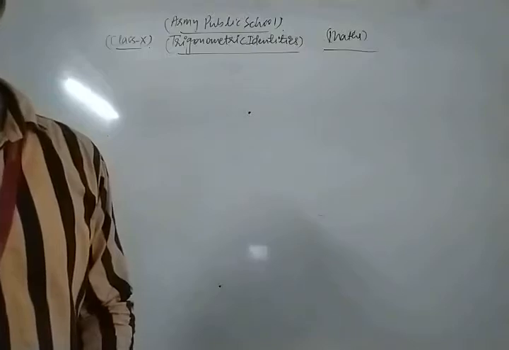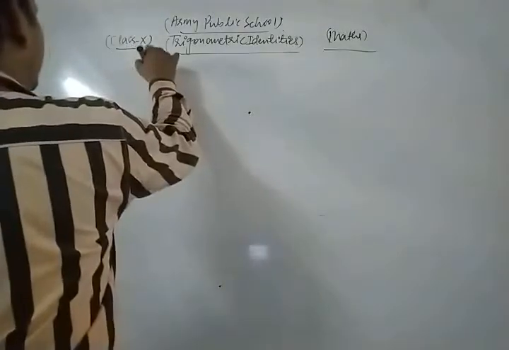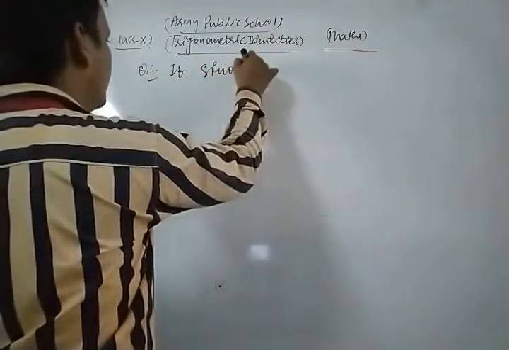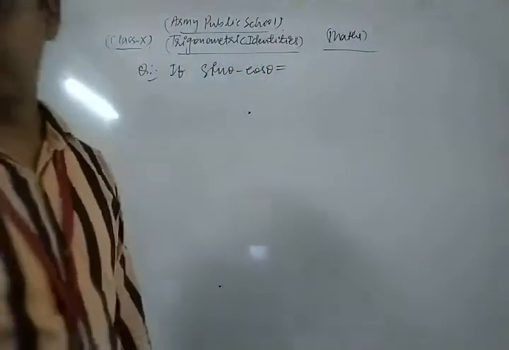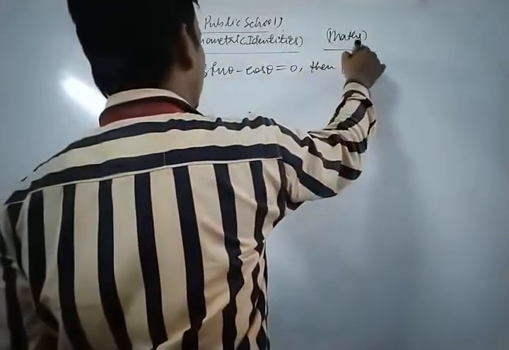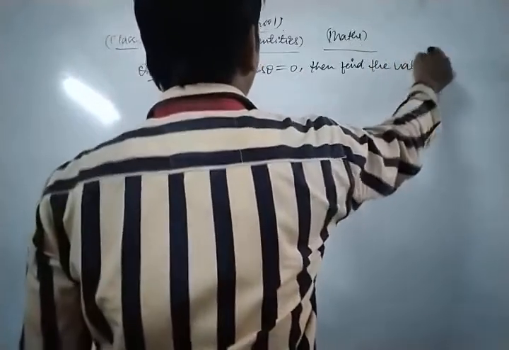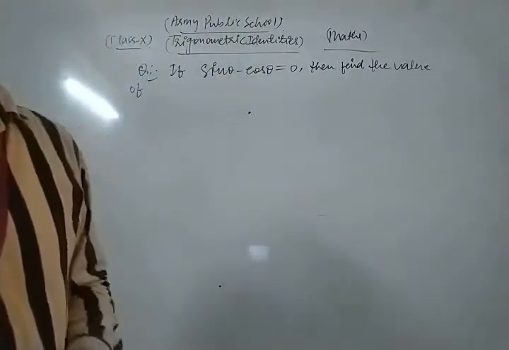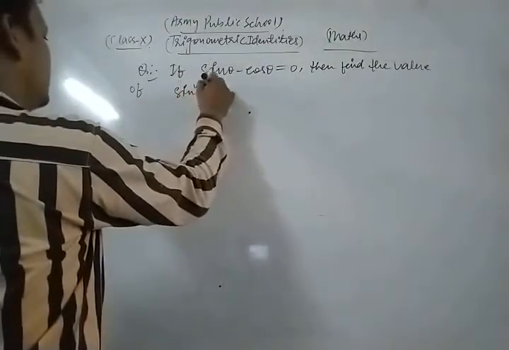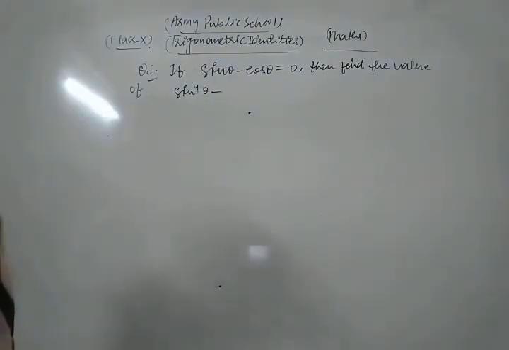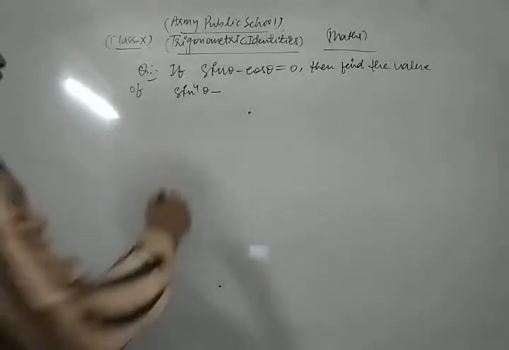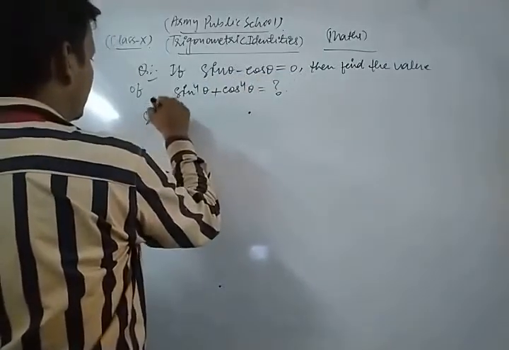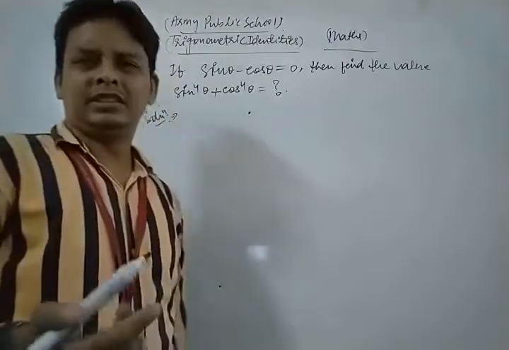Your question is: if sin theta minus cos theta is equal to 0, then find the value of sin to the power 4 theta plus cos to the power 4 theta. So let's see its solution. What is the process to solve that type of question? This is an MCQ type of question.